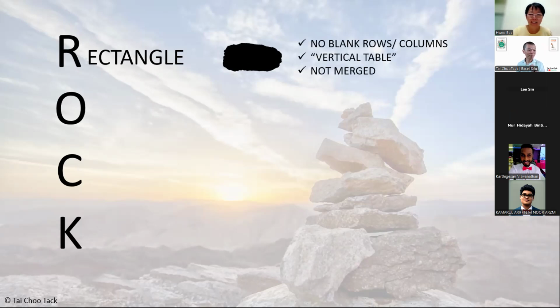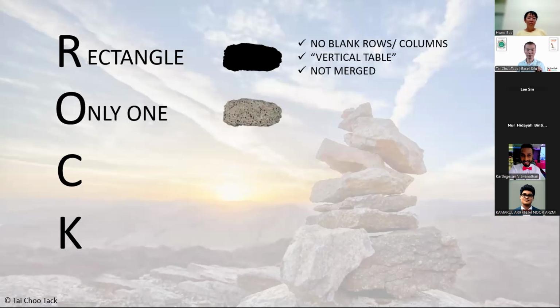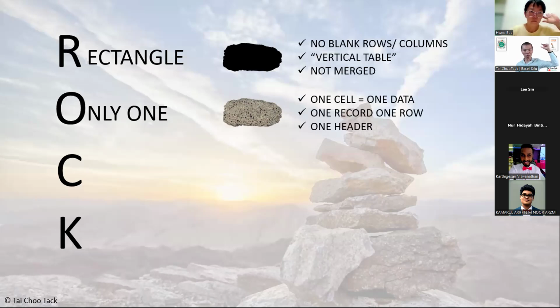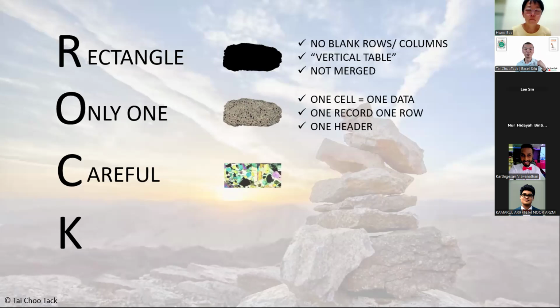Okay, good. So no blank rows, no blank columns, the data grows vertically, and it doesn't have any merging. The second one is O. O stands for only one. We want to check on the surface of our spreadsheet: one cell, one data, one record, one row, and on the top, it only has one header.